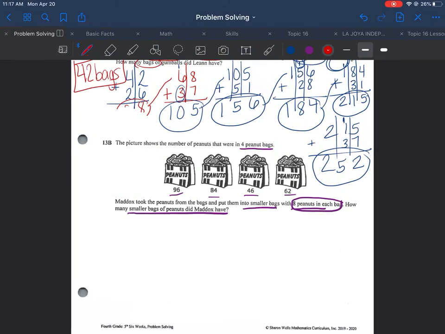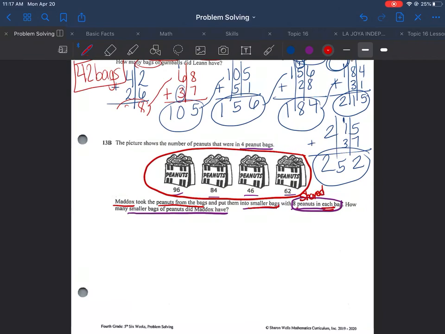Now we have to think about what they're saying. We have the 4 peanut bags. Maddox took the peanuts from the bags, so that means he took all of the peanuts from the bags, and then he put them into smaller bags with 8 peanuts in each.